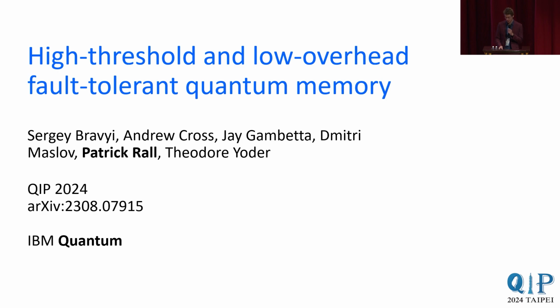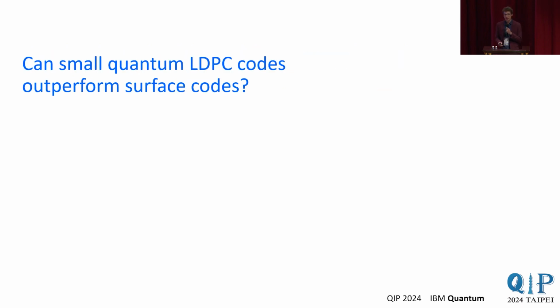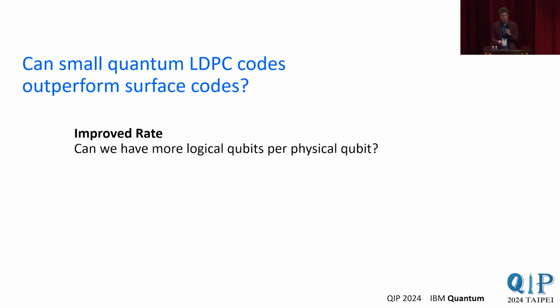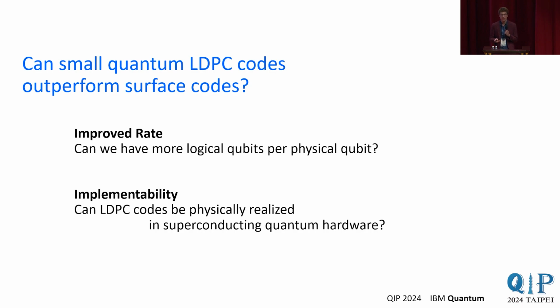So this takes us to our primary research question for this work. Can we find an example of a small quantum low-density parity check code that outperforms surface codes? So what do we mean by outperform here? The main deliverable was a higher encoding rate. We want more logical qubits per physical qubit. And second, we want this to be an actually feasible demonstration someday. We want to build this in hardware. So whatever the requirements of this LDPC code are, it needs to fit into the capabilities of an existing hardware architecture. At IBM, of course, we're particularly interested in superconducting quantum computers.